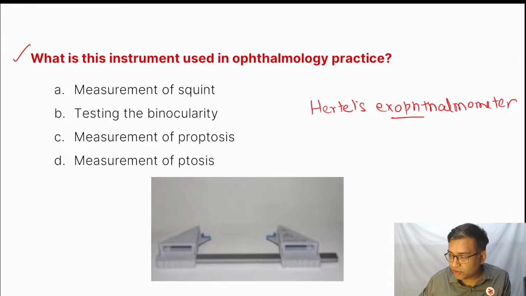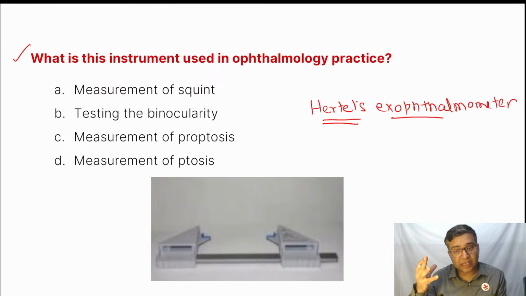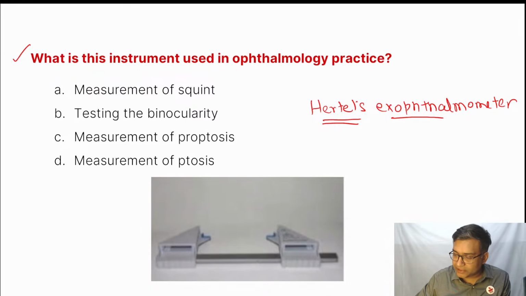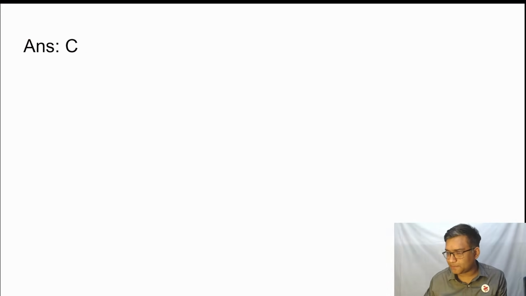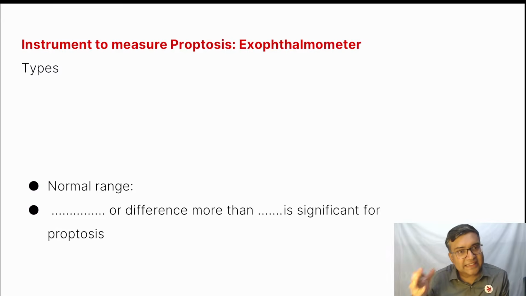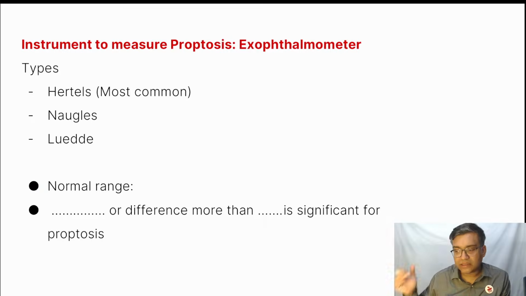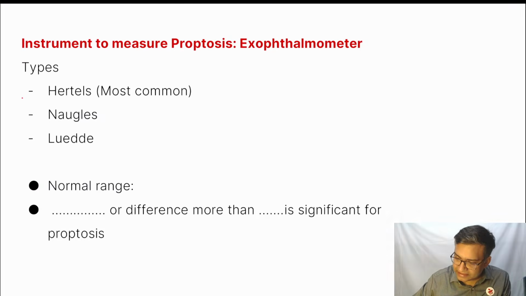In diseases like thyroid ophthalmopathy or even in orbital cellulitis, we can have a lot of proptosis. To measure proptosis, we need this one. This is basically called an exophthalmometer. So it is used for the measurement of proptosis, and the answer here is C. Let us learn a few important points in a minute. There are three types of exophthalmometer used in clinical practice: the Hertel's, Nagel's and Luedde's exophthalmometer.